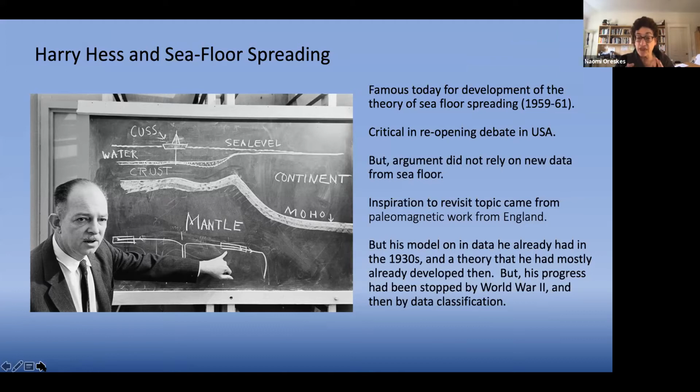And he had developed a theory about this in the 1930s. So in other words, both the data and the theory were actually already developed in the 1930s before the US Navy really became a major player in this story. But his progress had been stopped. In fact, it came to just about a complete standstill, first by World War II, and then by military classification of the relevant data.